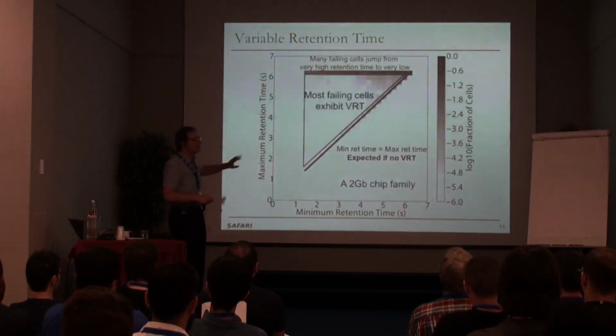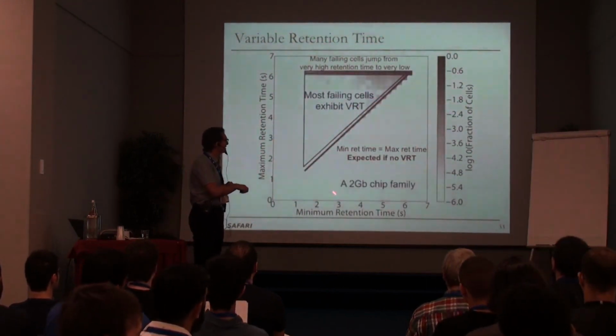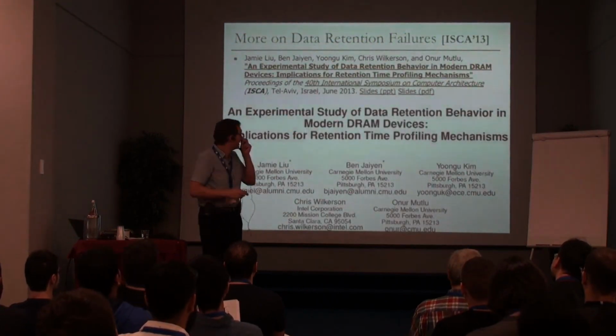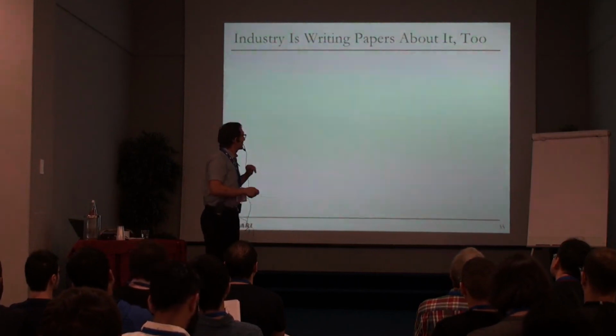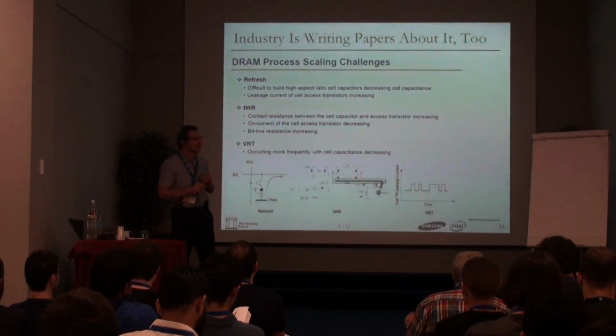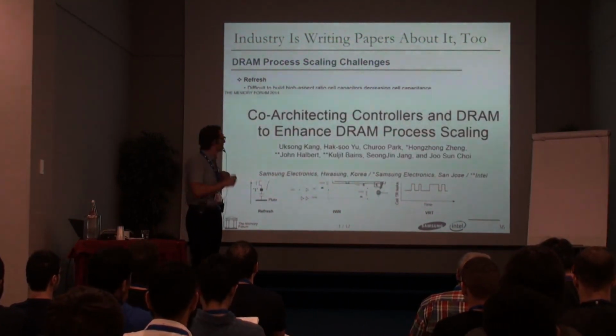Okay, if you want to see more data, this is an example. This is true for many chip families, all manufacturers basically, and there's a lot more data in this paper. So as I said, industry is writing papers about it too, without providing data, but they say that the phenomenon exists and we need to be intelligent about solving the problem.